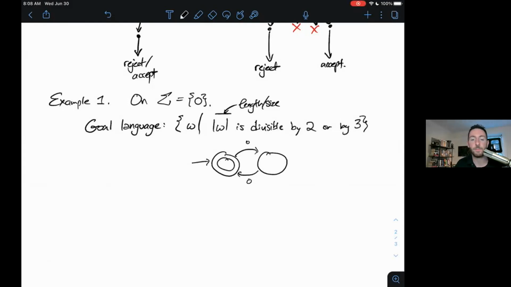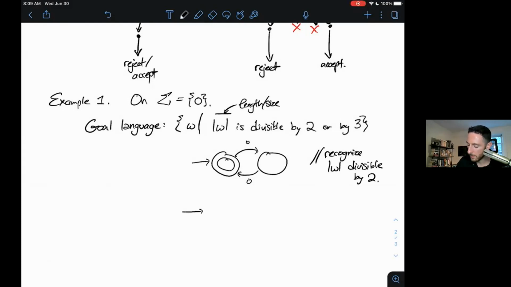And I claim this gadget recognizes all strings of zeros with length divisible by 2. Why? Because we're going to start at the left state, we'll recognize the empty string, and then we'll just keep hopping back and forth from state to state. If the string has 1 zero, it'll be on the right, 2 zeros will be on the left, and so on and so forth. If we've ever read an even number of zeros and then stop reading an input, we find ourselves in the left. So this will recognize strings divisible by 2.